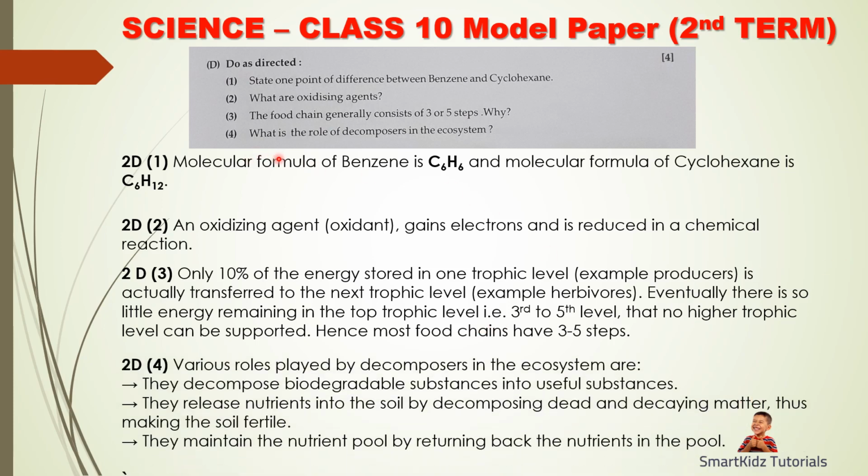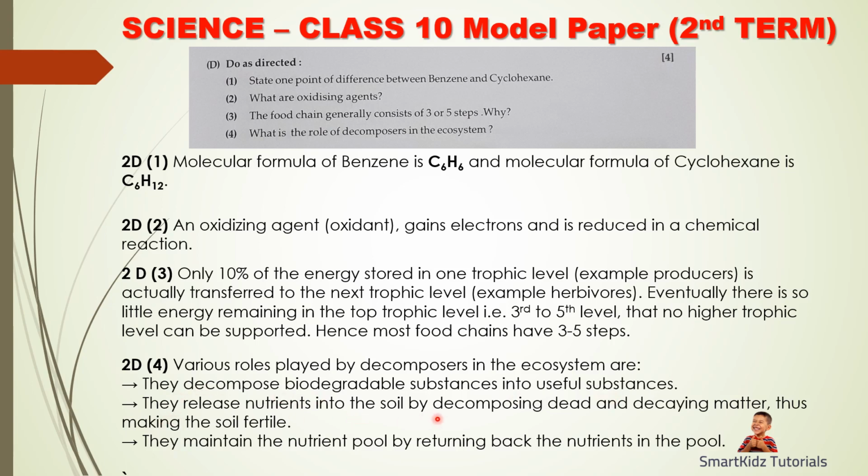Question 4, what is the role of decomposers in the ecosystem? Decomposers are those that decompose dead, decaying material. So the roles played by the decomposers in the ecosystem are: they decompose biodegradable substances into useful substances. Basically they break down complex material into simpler substances which can then be absorbed into the soil and then be absorbed by plants and so forth.